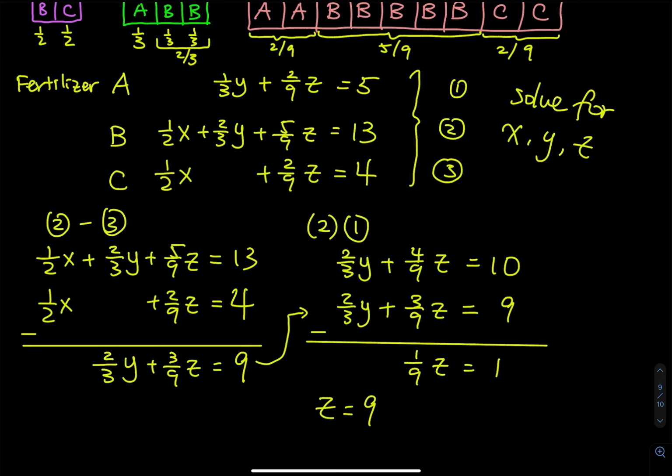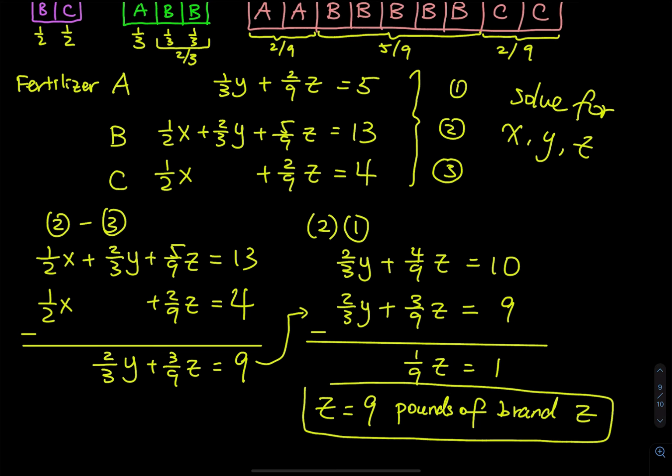9 what? 9 pounds of brand Z. The rest should be very easy. This is how system of linear equation works. As long as you get one of them, the rest will just pop up almost automatically.